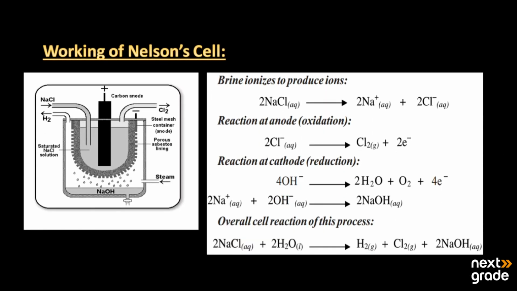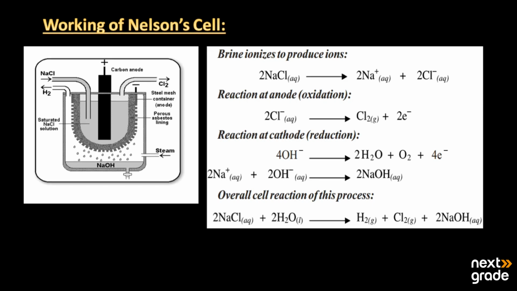Now, how does the Nelson cell work and what type of reaction takes place? In this simple Nelson cell, first of all we take the saturated NaCl solution in the diaphragm cell, lined with porous asbestos. Here is the chlorine. Now, oxidation and reduction take place. The hydrogen and chlorine gases will be produced and the sodium hydroxide will be produced.